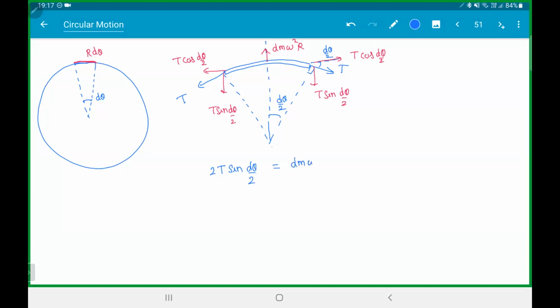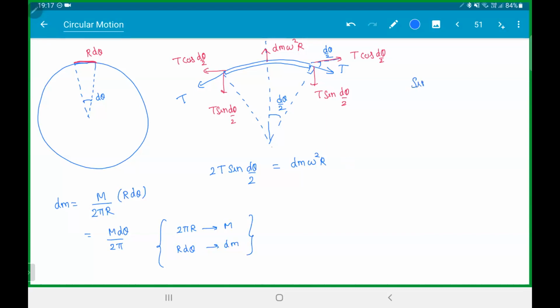Now what is this dm? dm is the mass of that small piece. So mass by total length. The total mass of the ring is M and the total length of the ring is 2 pi r, and the length of that small piece is r d theta, which gives dm as M d theta by 2 pi. In case you're confused with that, use the unitary method. For 2 pi r length, mass is capital M. For r d theta length, mass is dm.